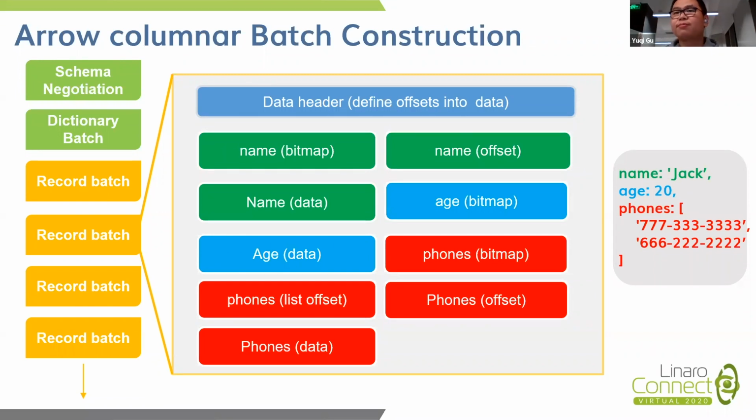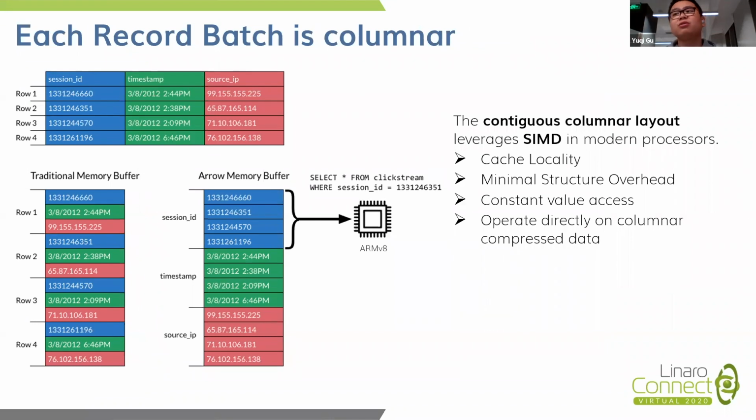The contiguous columnar layout will leverage the SIMD of modern processors and cache locality. It can also minimize the structure overhead, support constant-time value access, and operate directly on columnar compressed data.